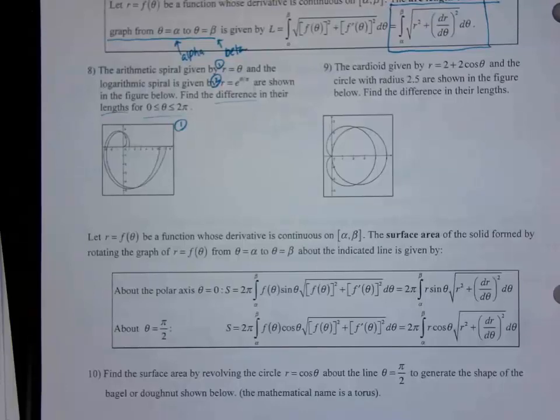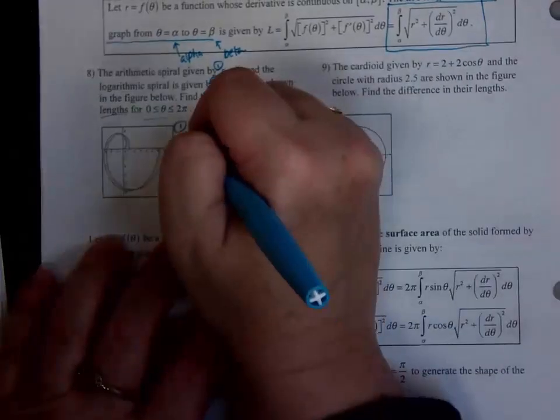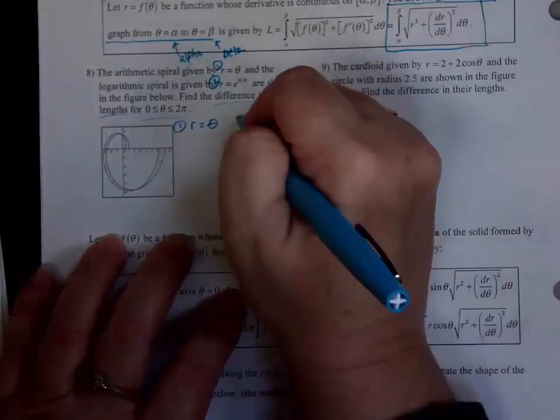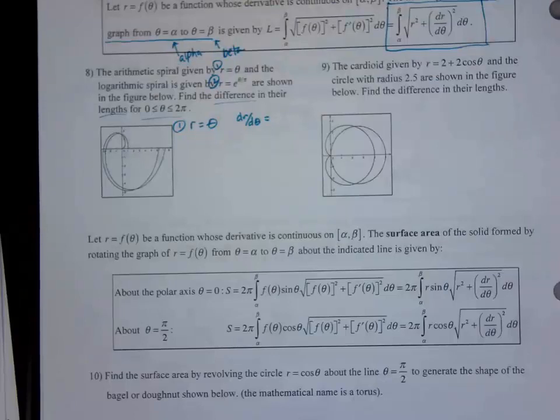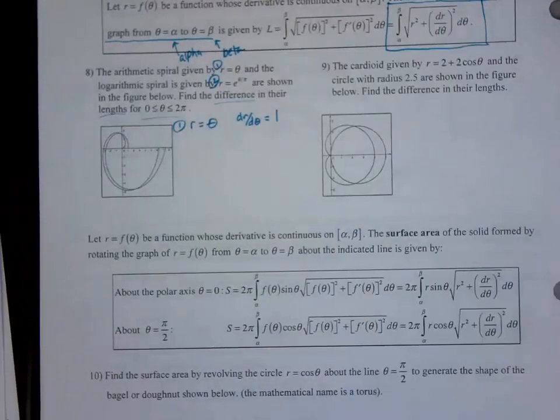Now, in order to find the length of 1, we need r squared and we need dr d theta squared. So let's write down what we've got. It says r equals theta. My question to you is, what is dr d theta? It is 1. If that's kind of confusing to you, think of it this way. Change r and theta to y and x. If y equals x, what is dy dx? Is dy dx just 1, right? Or dx dx, which is 1. Exactly. So there we go. There's our 2 components that we need.